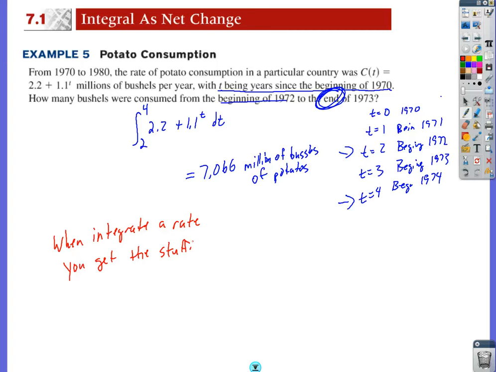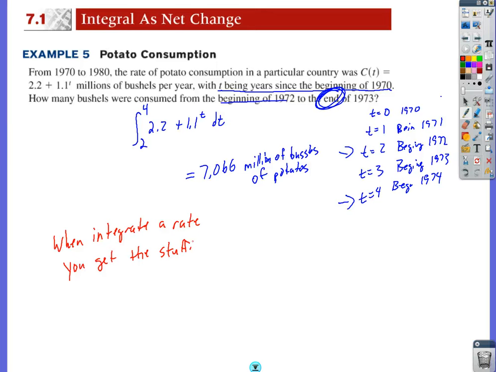When I integrate feet per second, I'm going to get feet. When I integrate people per year, I'm going to get people. When I integrate people per minute, I'm going to get people, as long as my time units match up. When you integrate a rate, you're going to get the stuff. It's important to know, because if they're asking you for the stuff, you're going to integrate.